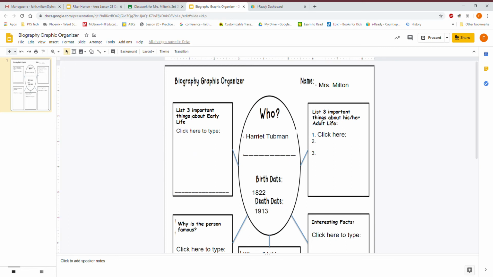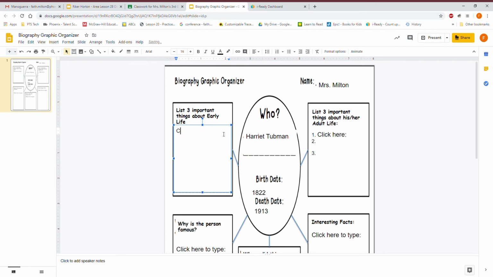Over here it says list 3 important things about early life. So I'm going to double click again. I'm going to erase this that says click here to type, and I'm going to number my things. I'm going to number 1. I'm going to say something important about her early life. That means when she was a child. I'm going to have to go back to my notes.